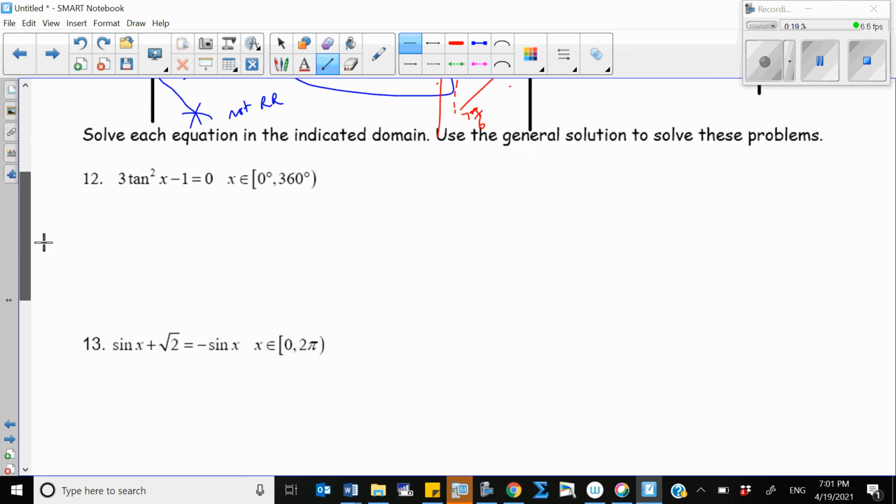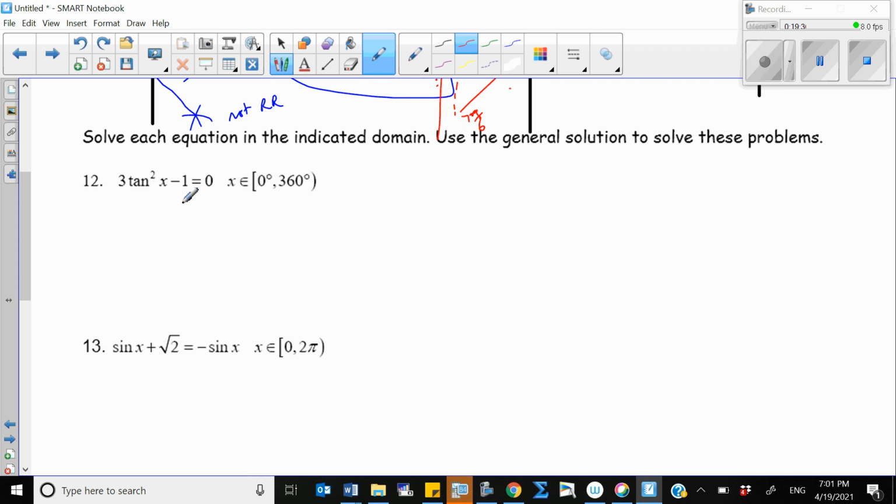Now, for the next question, I want to solve the equation. Our goal is to have the tangent by itself. That means the trig function by itself, so I need to get rid of the 3 and 1. So that's the first step, get the trig function by itself. So I can add 1 to both sides. So this will be 3 tangent squared of x equal to 1.